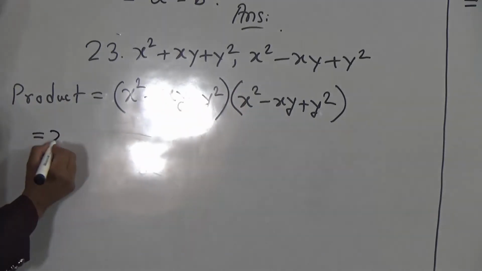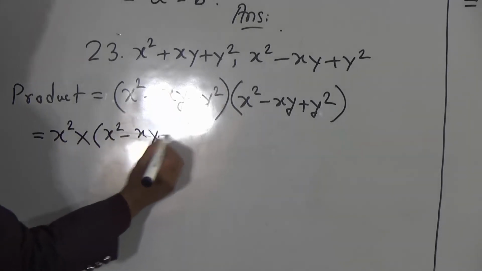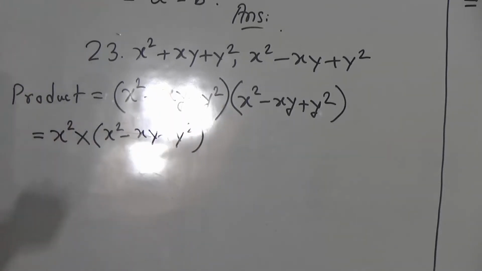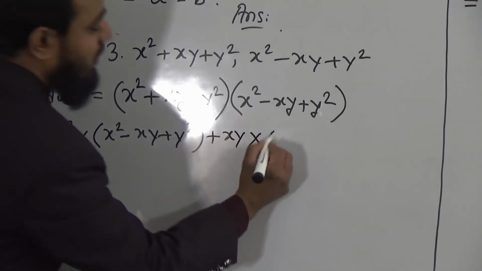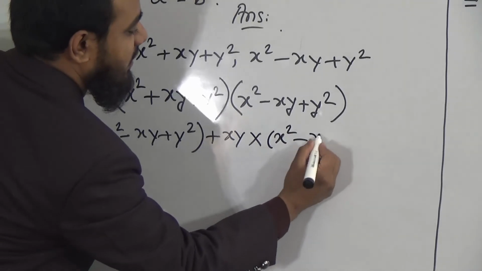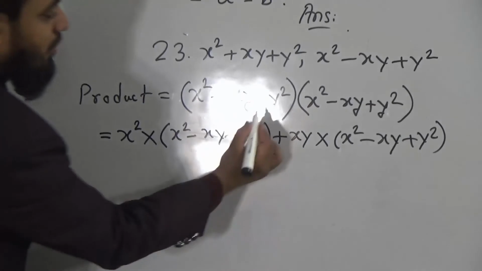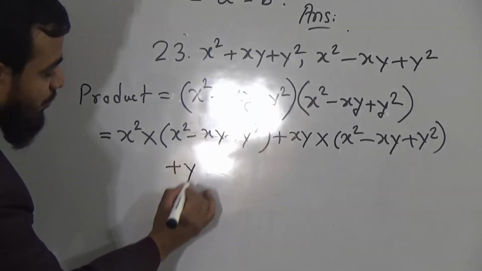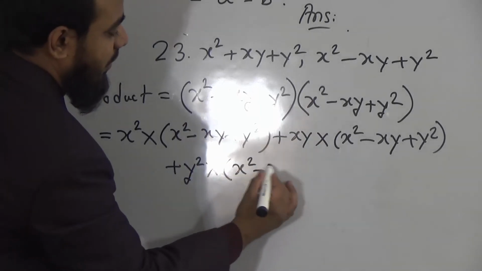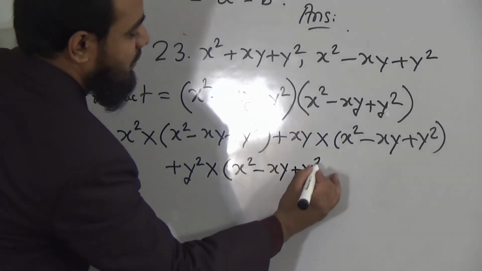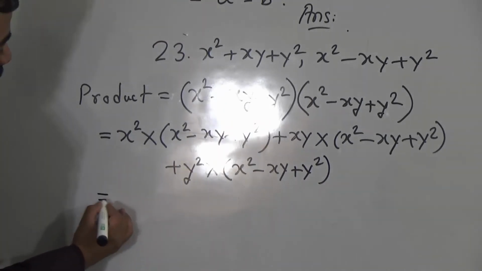So write it down. It's x square multiplied with x square minus xy plus y square. After that, plus xy, which is also multiplied with x square minus xy plus y square. Also, my dear students, plus y square is multiplied with x square minus xy plus y square. After that, my dear students, what should we do?